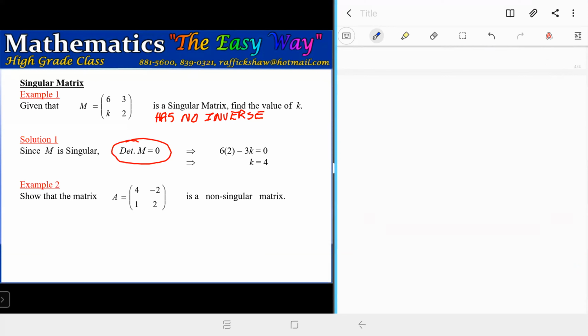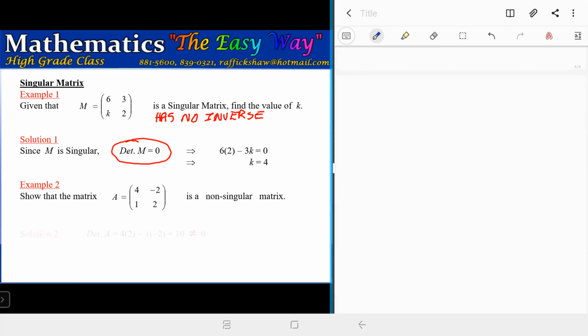So the only time the matrix is singular is when the determinant is equal to 0. Once the determinant is not equal to 0, it means that it is non-singular. A non-singular matrix is one that has an inverse and the determinant is not equal to 0. So in this question, all we need to do is calculate the determinant and show that it is not 0. That's all we have to do.